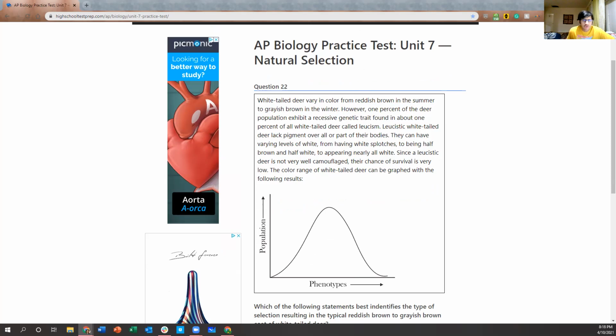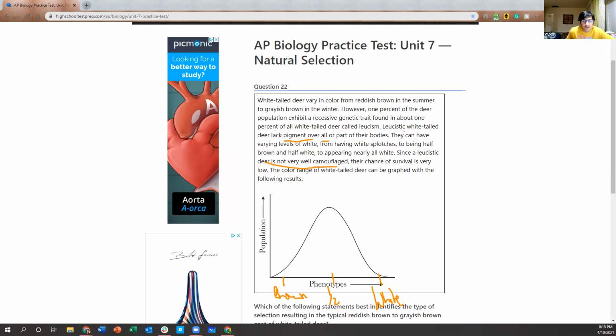Okay. So if I were to make this on a diagram, I would probably say this is brown, this is half and half, and this is white. This isn't a numeric scale or anything. I could arbitrarily have put white here and brown there. What I did here is just to help me visualize it. Okay. Leucistic deer are not very well camouflaged. So leucistic deer lack pigment over all.